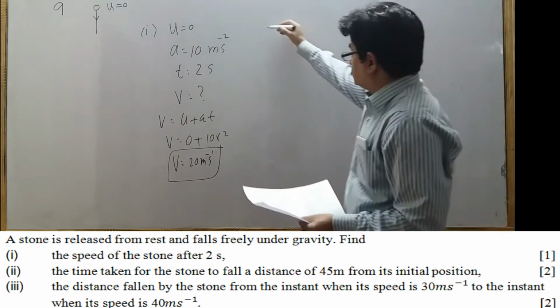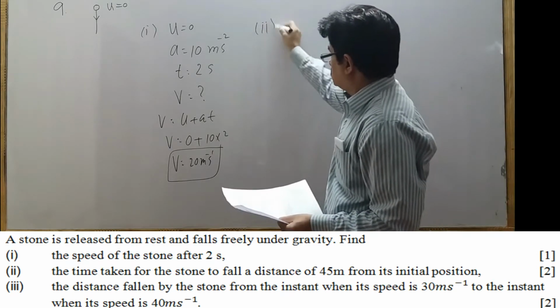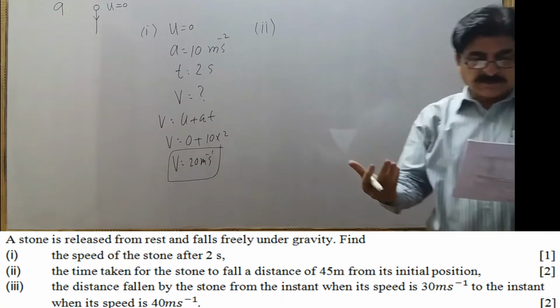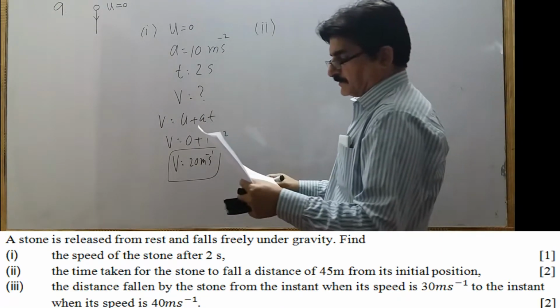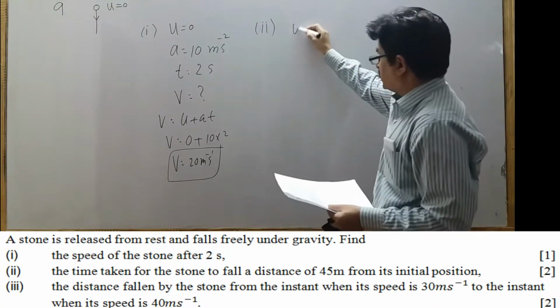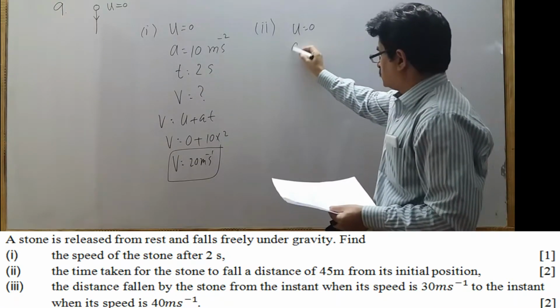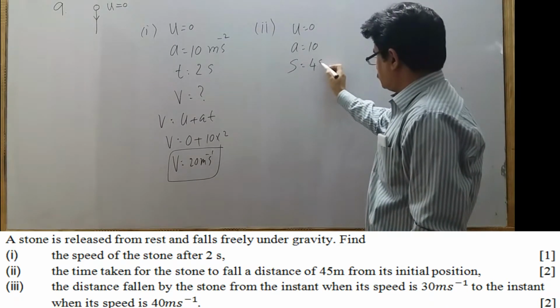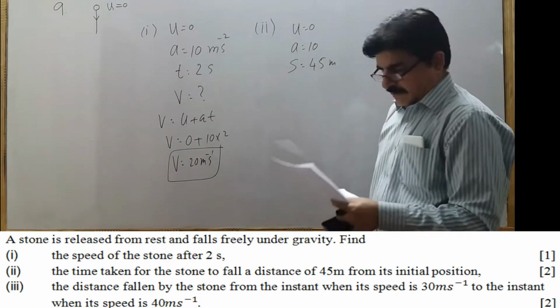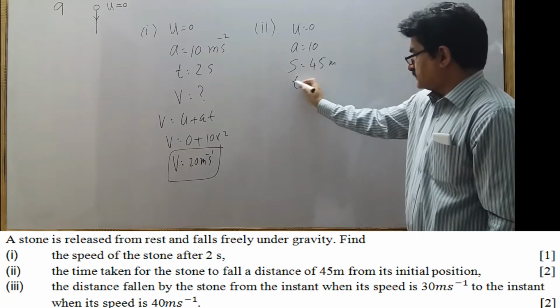In the second part, find the time taken for the stone to fall a distance of 45 meters from its initial position. Again we have u is equal to 0, a is equal to 10. Now we are given the distance, which is 45 meter, and you are asked to find the time.